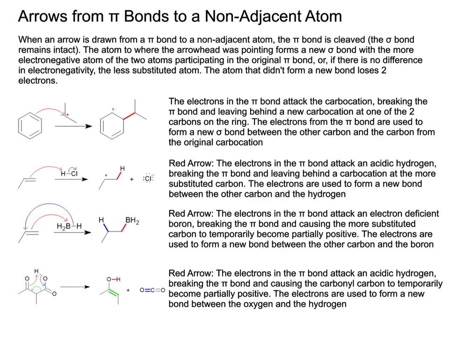In our final example, once again, we'll focus on the pi bond attacking the non-adjacent atom. That's the red arrow. The electrons in the pi bond attack an acidic hydrogen, breaking the pi bond and causing the carbonyl carbon to temporarily become partially positive. The electrons from that pi bond are used to form a new bond between the oxygen, which is the more electronegative atom of the carbon and the oxygen, and the hydrogen. You can see that new oxygen-hydrogen bond on one of the products on the right in red.